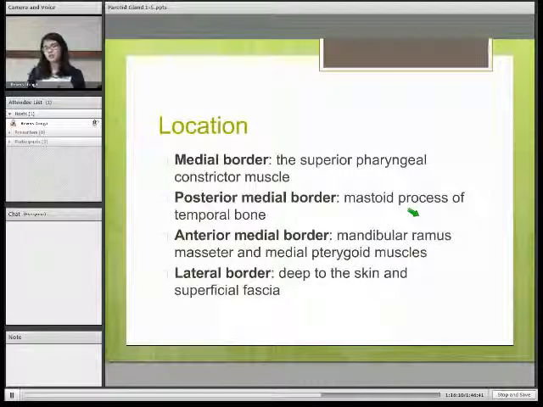And the location of the parotid gland, we decided to focus mainly on the borders. The medial border is the superior pharyngeal constrictor muscle. The posterior medial border is the mastoid process of the temporal bone. The anterior medial border is the mandibular ramus, masseter and the medial pterygoid muscles. And the lateral border is deep to the skin and superficial fascia. And the borders are clinically relevant because sympathetic innervation results in vasoconstriction, and that inhibits secretion by the parotid gland.